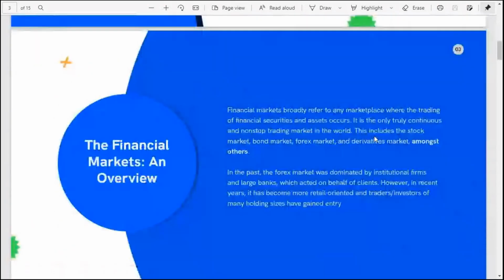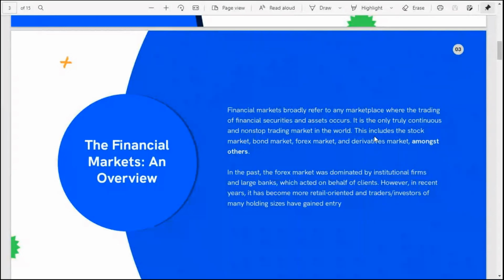Financial markets, an overview. The financial markets is broadly referred to as any marketplace where the trading of financial securities and assets occurs. When I said financial markets, I did not say any marketplace where trading securities and assets occurs. I said financial securities and assets. In the financial market, all we deal with is money, finance, something that relates to money. That is what we deal with in the financial markets.